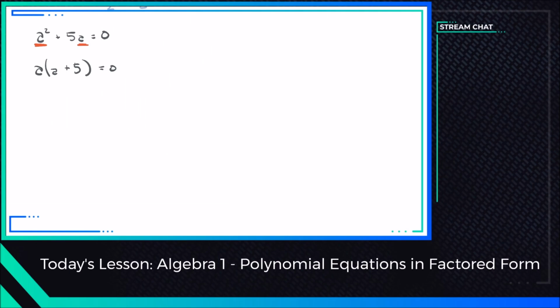Then we can set up our two equations. So we're going to have an a, and we're going to have an a plus 5. So if a is equal to 0, oh, that was simple enough. That's solved. Or we could have a plus 5 is equal to 0. And so if we subtract 5 on both sides, a is equal to negative 5.